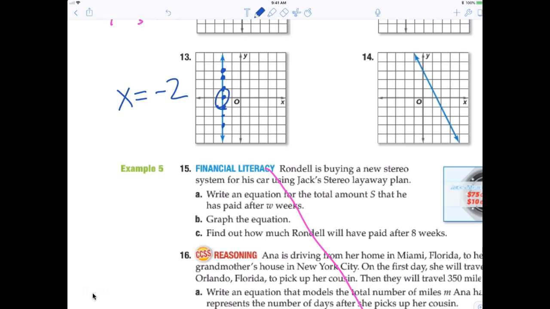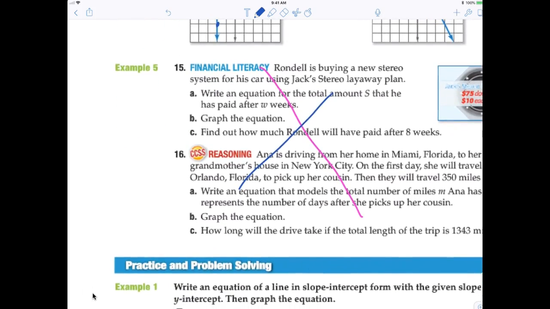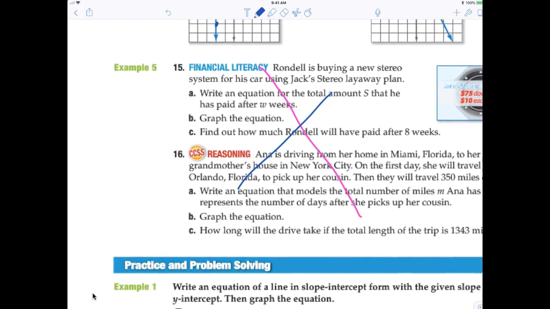We're going to spend lots of time going over lines in word problems. All right, lots of time. So right now, 15 and 16, I'm not worried about. We're just strictly doing the graphing.